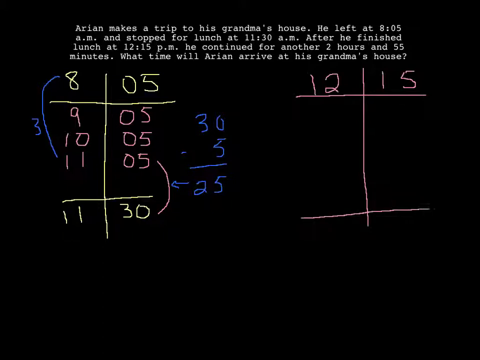The question tells us what time, right here, what time will Arian arrive at his grandma's house? Well, in all actuality, we didn't have to figure out any kind of time over here, because the only thing the question wants to know is what's missing down here. We already know that at 12:15 he started back on the road. What we don't know yet is our 2 hours and 55 minutes, what time we arrived. So all this is good over here, but we really didn't even have to do that. But let's go ahead and check it out.